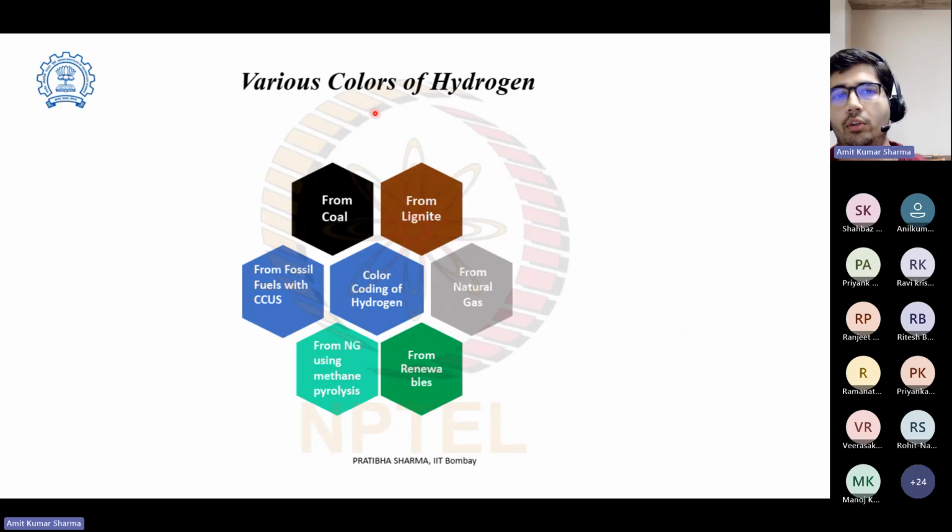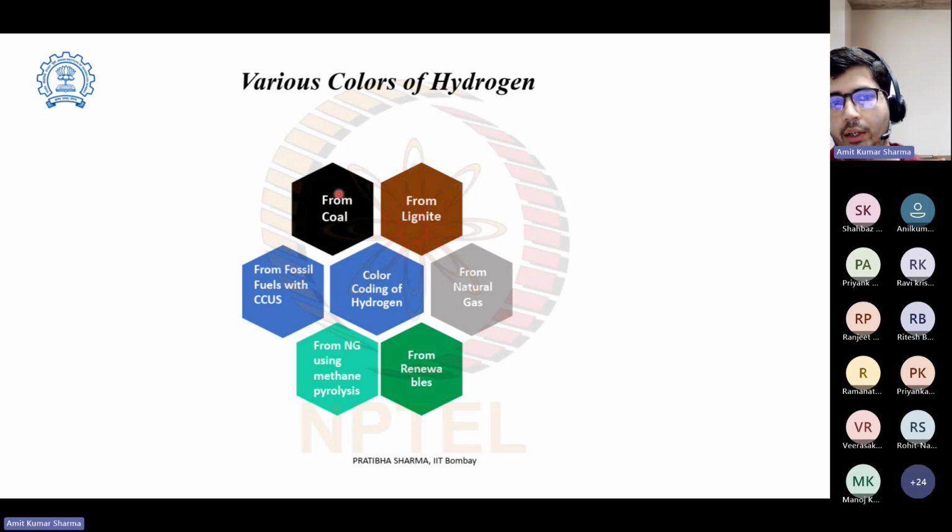So there are various colors of hydrogen. Color coding of hydrogen is available. You can say black, brown, blue, gray, turquoise, and like that. Black is coming from coal. More detail about the color coding we will discuss in a future class. Basically, it's coming from coal.